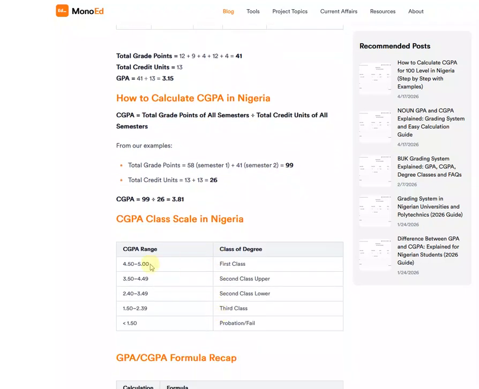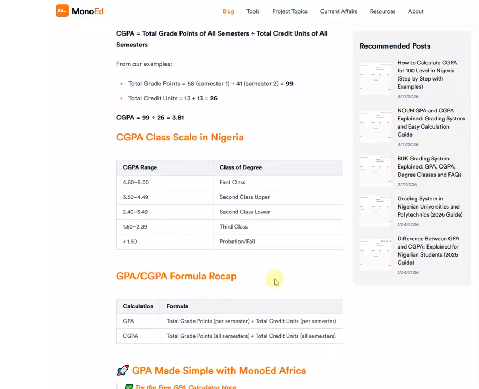Now, first class is basically 4.5 to 5.0. Second class is 3.5 to 4.49, and so on. So this is how it is, right? This is a summary of it.